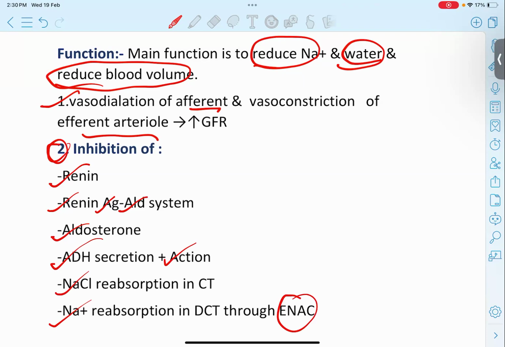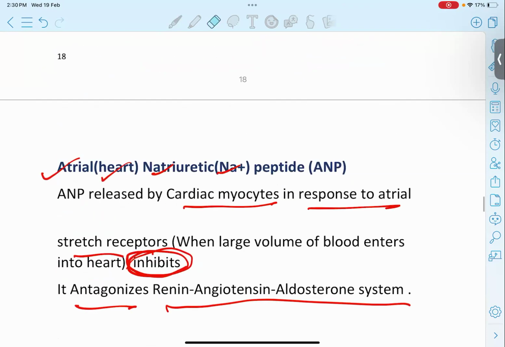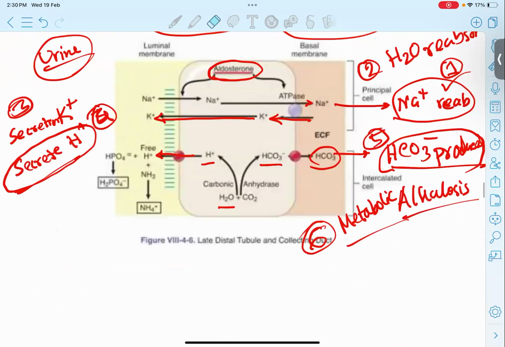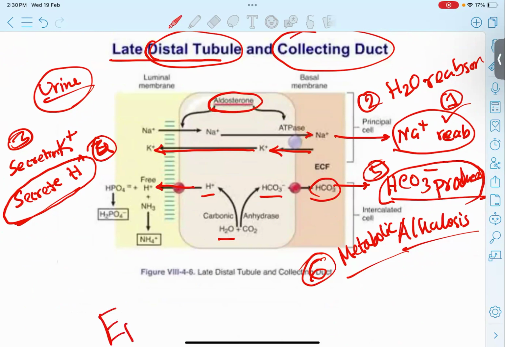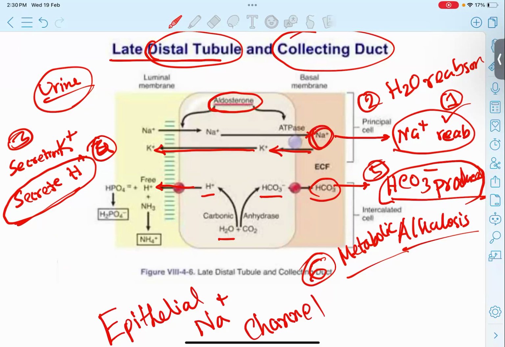One more thing I forgot to mention is what ENaC is. ENaC stands for epithelial, Na for sodium, C for channel. So this is ENaC. In this cell, here we have a sodium channel, right? The sodium potassium ATPase channel. So this is nothing but ENaC, the epithelial sodium channel. Since it is in the epithelial cell membrane, it is called the epithelial sodium channel.